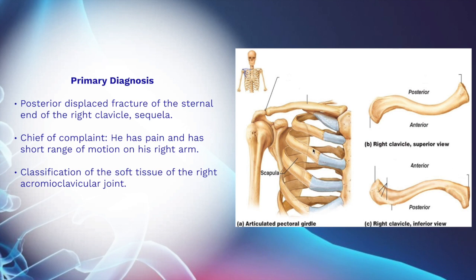The chief complaint of my patient was that he had pain and that his range of motion was short on his right arm. So that gave us the classification of the soft tissue of the right acromioclavicular joints, right here.